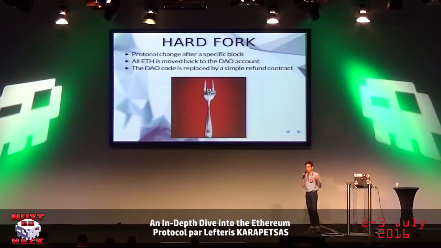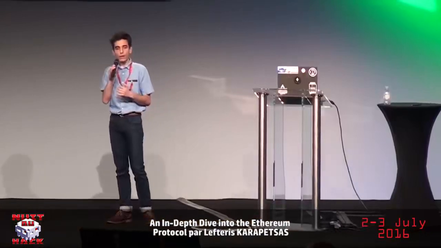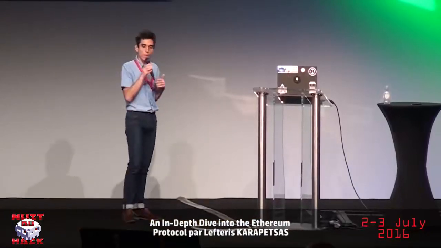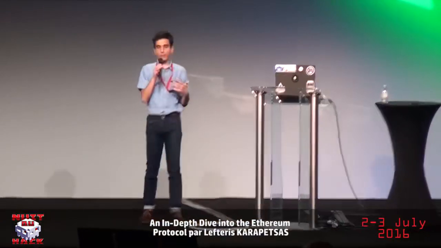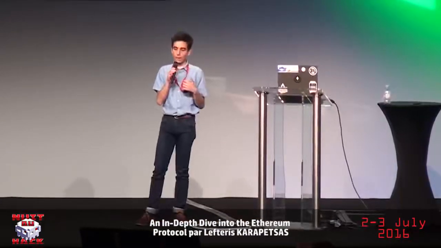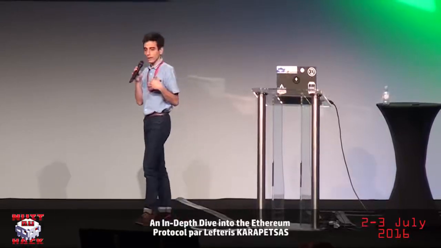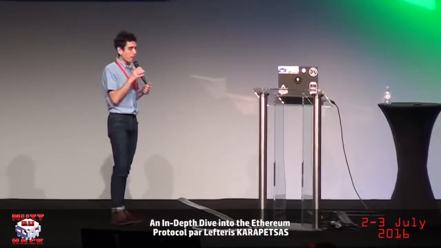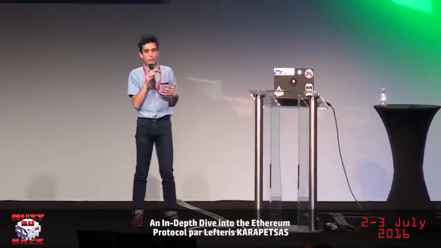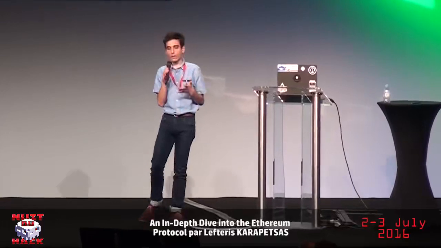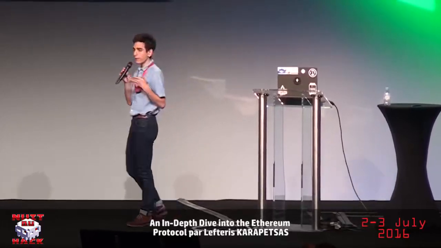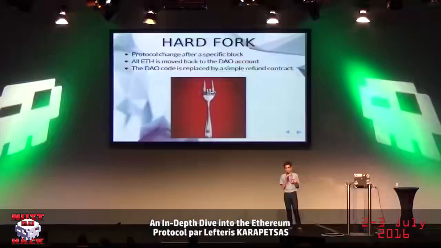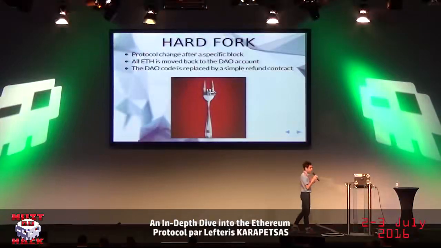So all of the accounts that originated from the original DAO would be scanned, and all of the Ether would be sent back to the DAO, and the DAO code would be replaced by a simple refund contract. That would enable all of the DAO token holders to take their money out. It would be essentially a full refund, but it is something that's really controversial because many of the developers of Ethereum do not want to touch the protocol level, even if 15% of Ethereum's total supply is concerned.